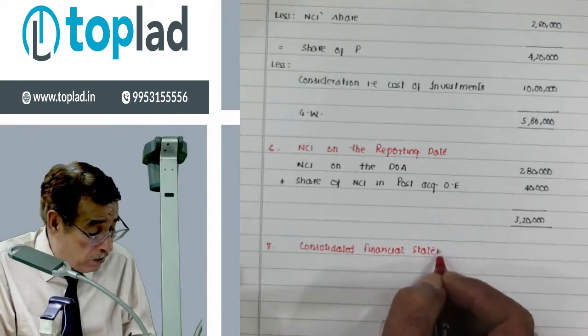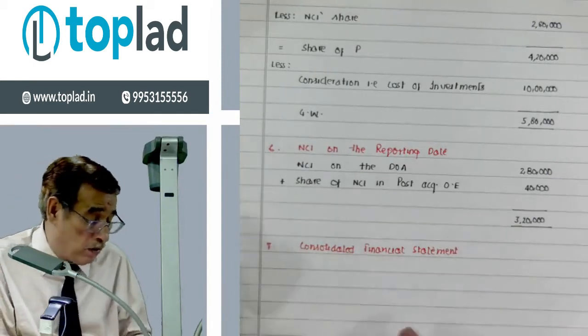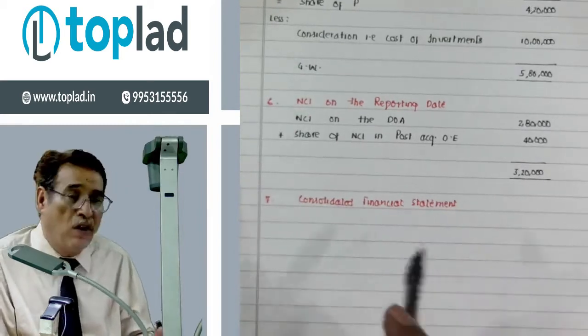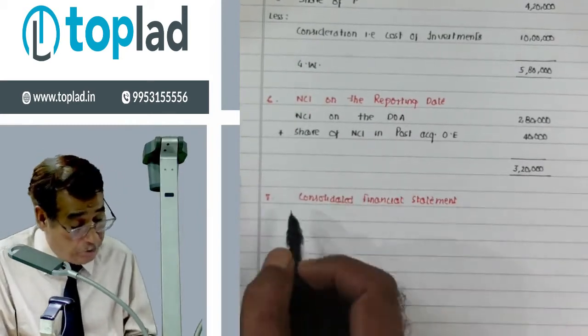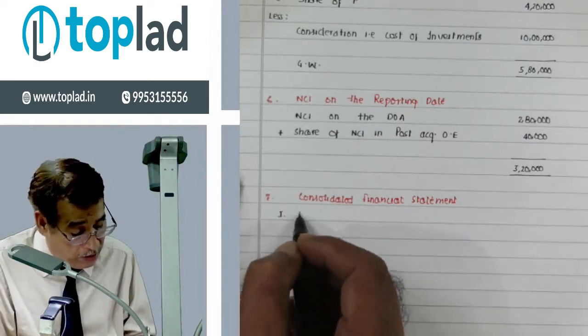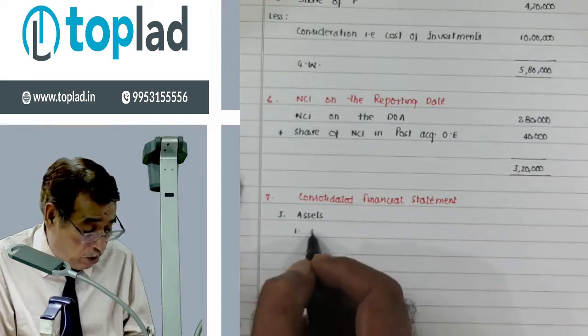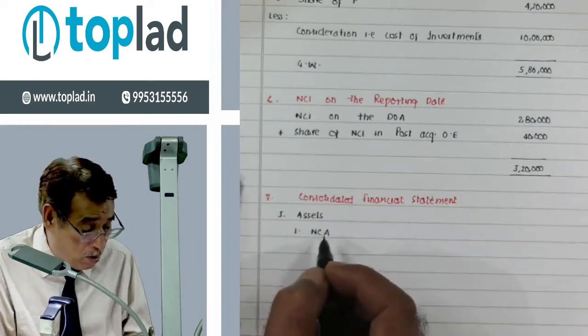Consolidated financial statements. When we prepare consolidated financial statements, that is the consolidated balance sheet here, first of all I will write, as we wrote earlier, assets. 1. Non-current asset.